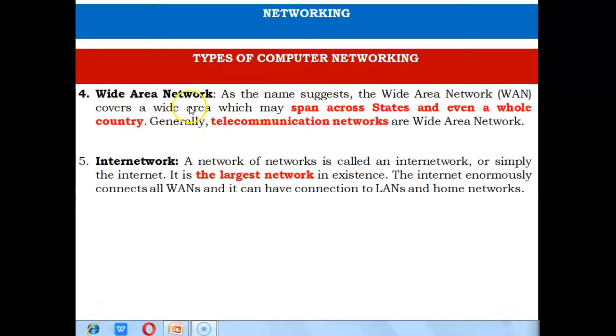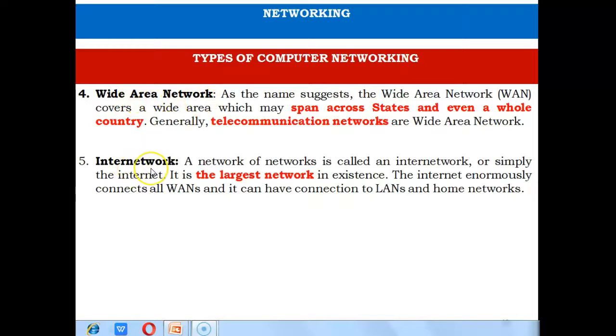The fourth type of computer networking is the Wide Area Network, known as the WAN. The WAN spans across states and even a whole country. So if we have computers connected together in a country or across states, we regard this as Wide Area Network. For example, Lagos State and also Delta State, or within a country, Nigeria. Such kind of networking is called Wide Area Network.